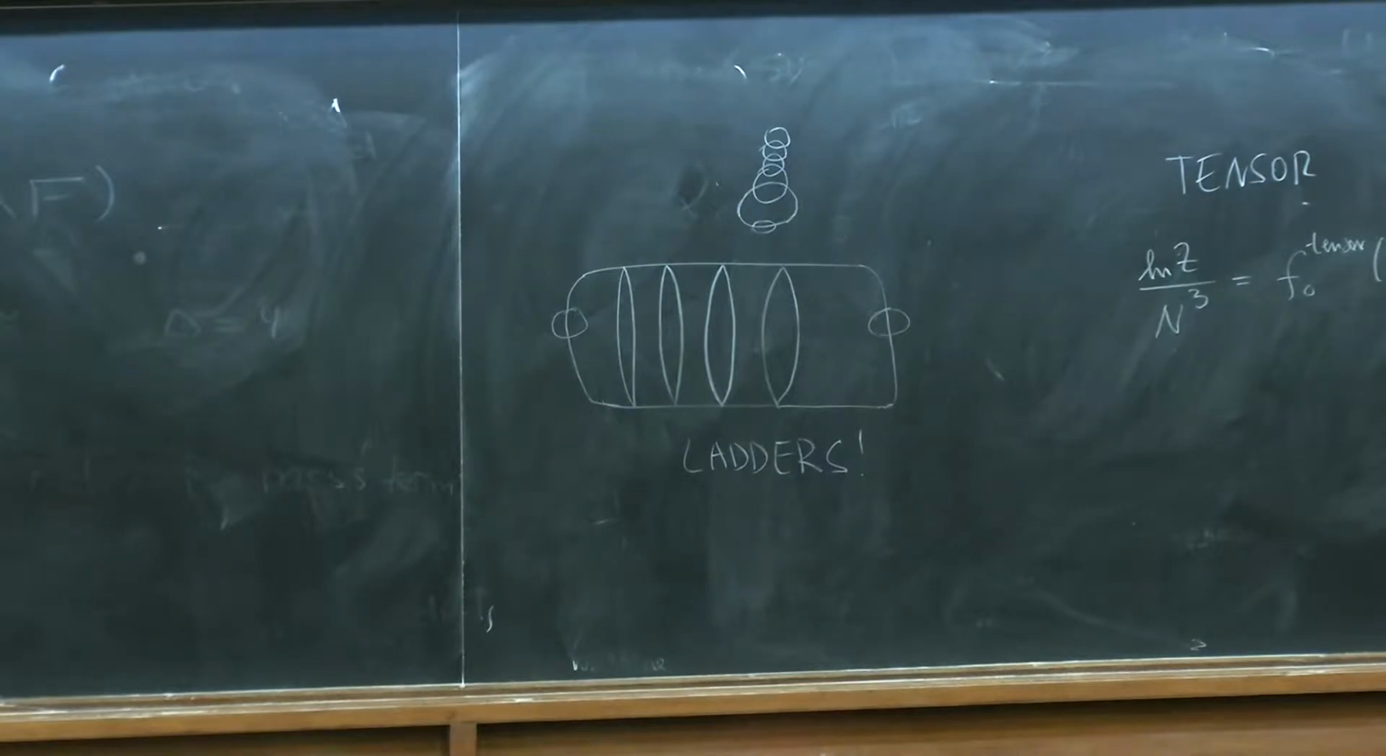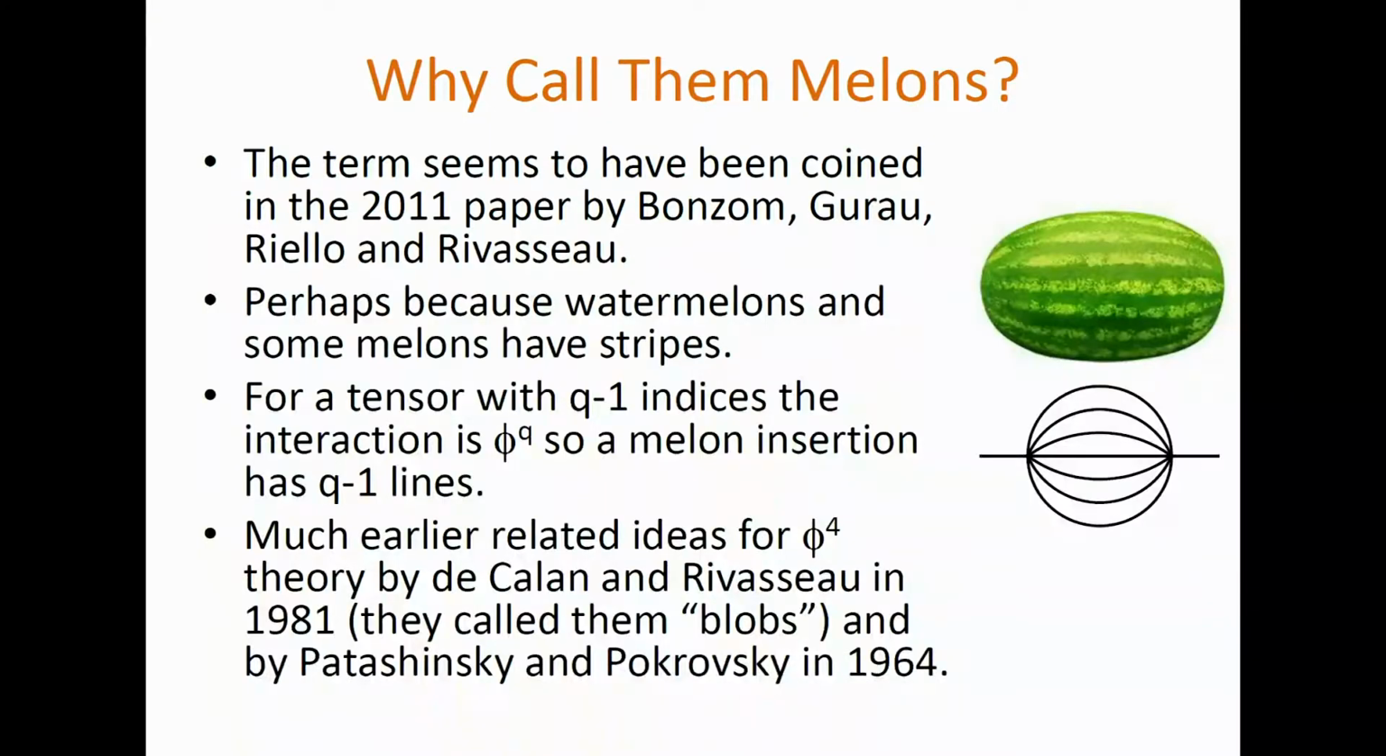And actually, I'll show evidence that this gives the so-called branched polymer phase of the geometry, which is only a tiny subclass of three-dimensional geometries. So I call them melons. Maybe watermelon is a better name.